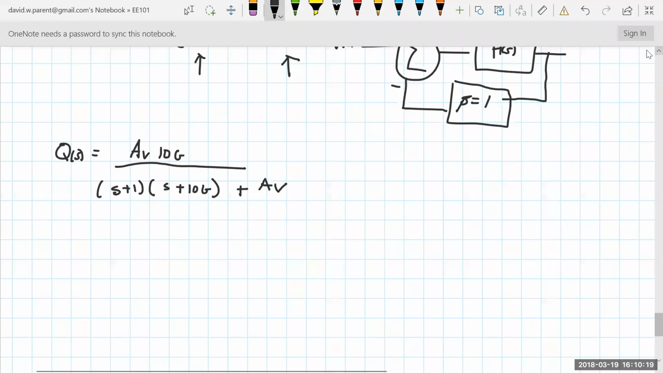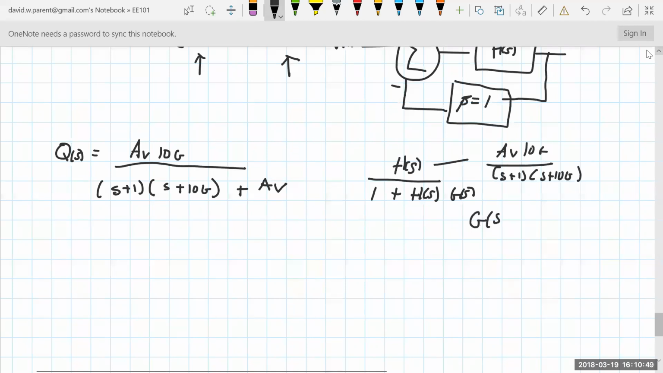It can be shown that the new transfer function is this, because it's always of the same form. You have H(S) divided by 1 plus H(S)G(S). H(S) in this case was AV times 10G over (S plus 1)(S plus 10G), and G(S) we've just said is 1. So by identifying that, I can use that form almost right off the top of my head.